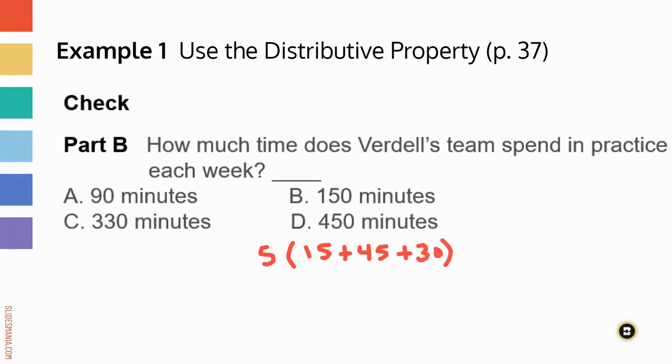So order of operations says I should do inside the parentheses first. So 15 plus 45 plus 30 is going to give me 90. And then I'm going to multiply that by 5. 5 times 90 is going to give me 450. So that would be D. Okay, so they spend 450 minutes in practice each week.